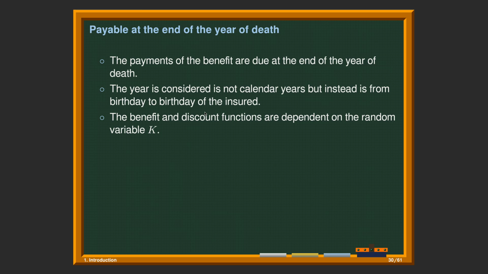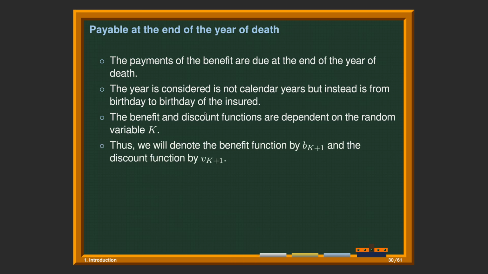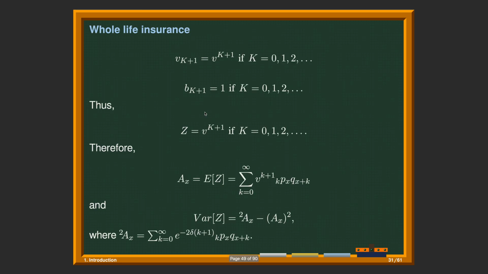now be dependent on the random variable K instead of T, because we are now considering the discrete case. So our benefit function we will denote by B sub k plus 1 and the discount function by V sub k plus 1. And our random variable Z now will still be the product of the benefit function and the discount function. Okay? So let's start off with the whole life insurance.